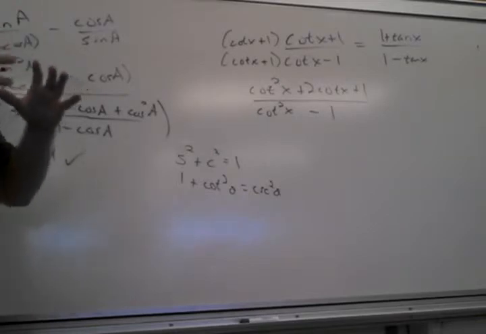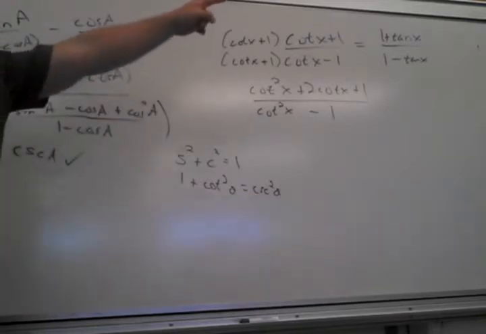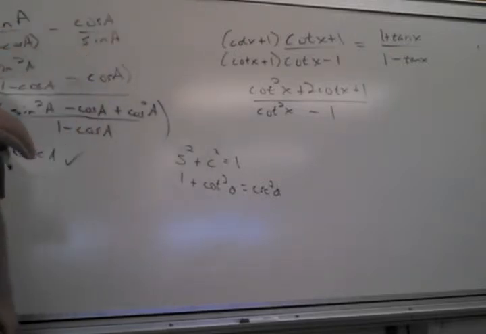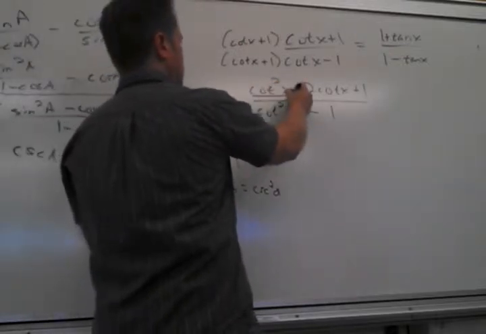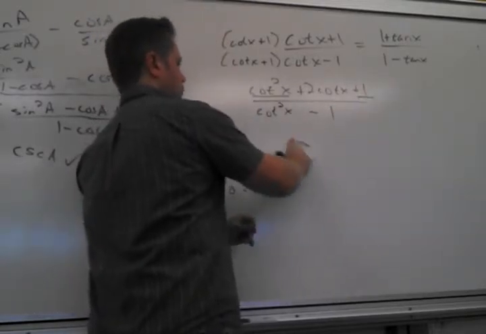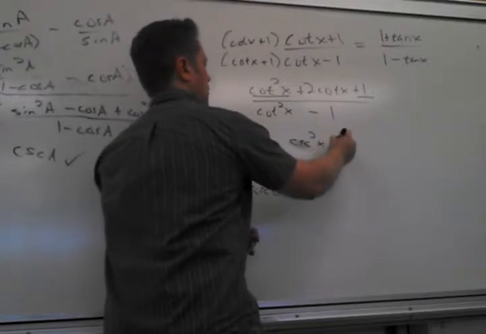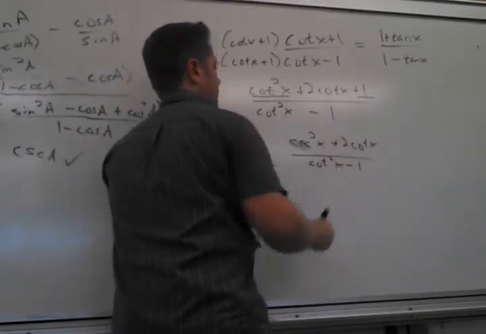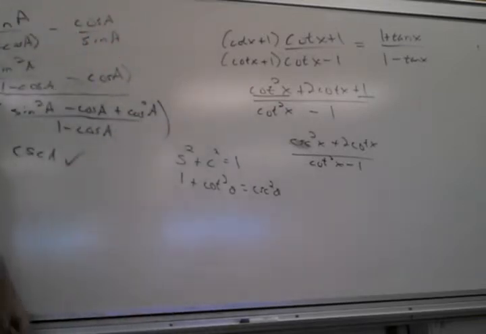Now, do you see this going towards what it's supposed to look like? You can maybe try a couple more steps and see if it's going to go somewhere. So cotangent squared plus 1 is cosecant squared. But I don't see that really going where I want it to go.